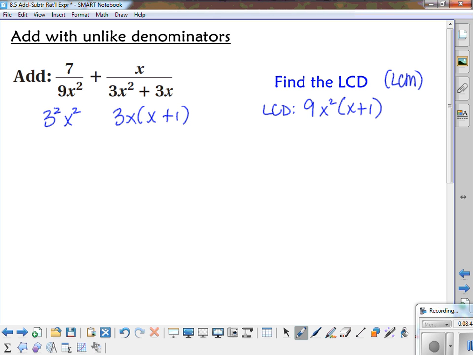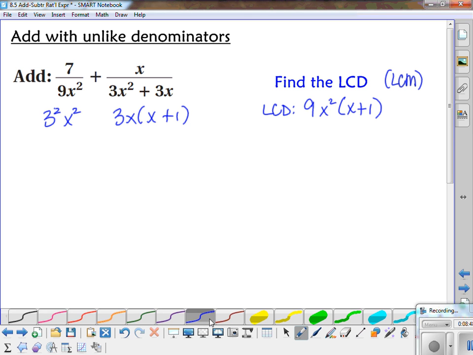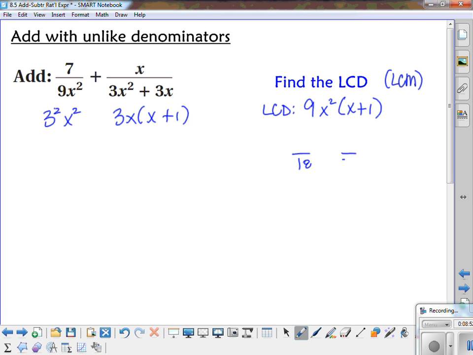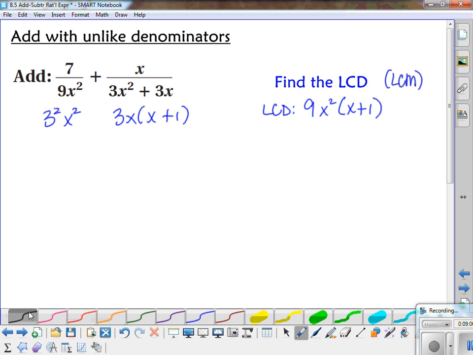So now, just like when we had our numbers, I don't even remember what the numbers were now, something over 18 and something over 72, we took this one and multiplied it by 4 to get it to the 72, right? So it's kind of the same idea. We're going to multiply by what's missing to get to the least common denominator. So first let me just rewrite the problem.